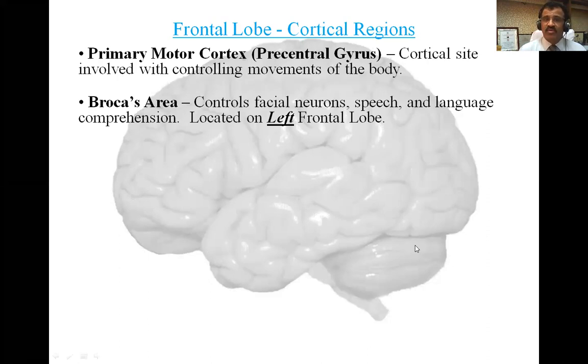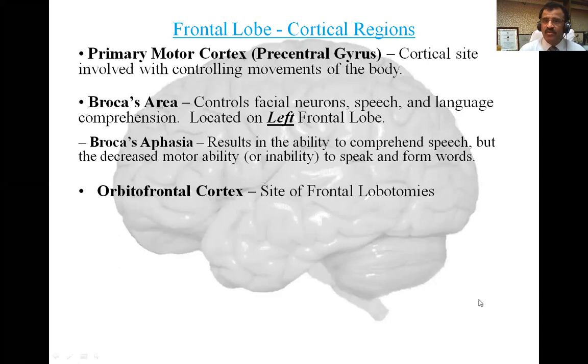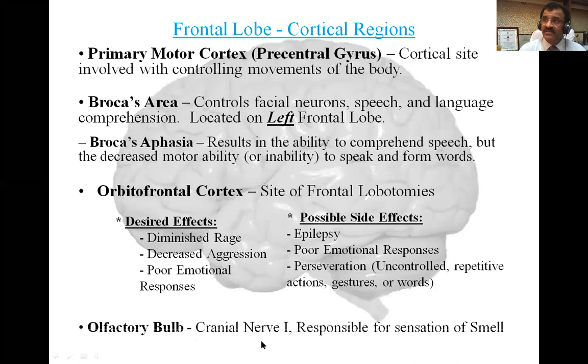Another important area is Broca's area. It controls the facial neurons, speech and language comprehension. It's located on the left frontal lobe in case of right-handed people, and vice versa. Then there is the orbitofrontal cortex, which is a site of frontal lobotomies. And finally, you can see the olfactory bulb, which is the end part of the first cranial nerve, that is the olfactory nerve, which is responsible for the sense of smell.